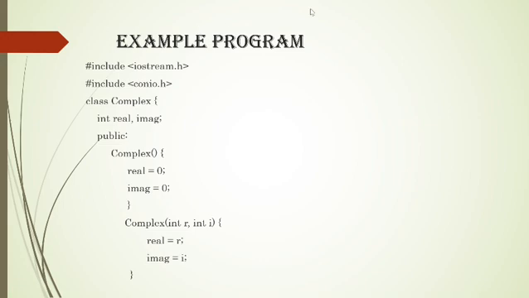It has two integer data members, real and imag. This is a default constructor that initializes real and imaginary parts to 0. This is a parameterized constructor that sets the values of real and imaginary parts when the object is created.